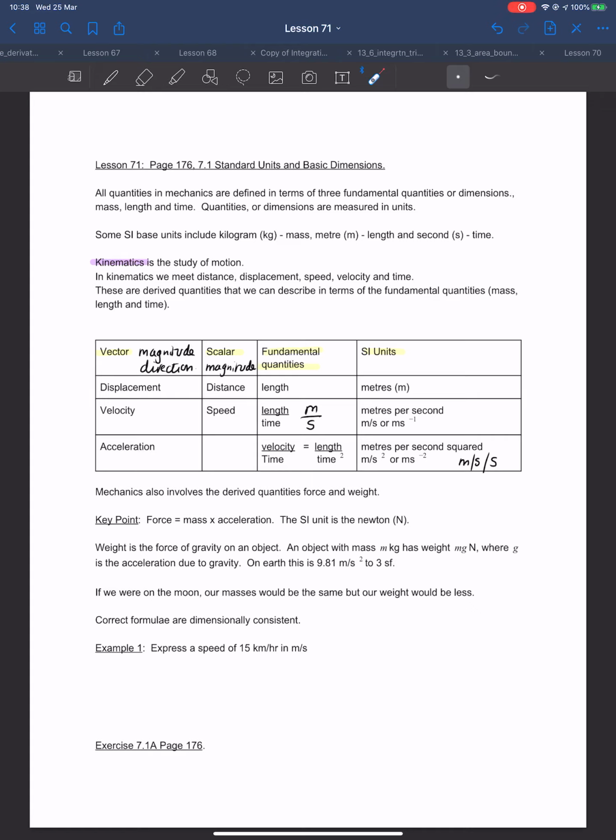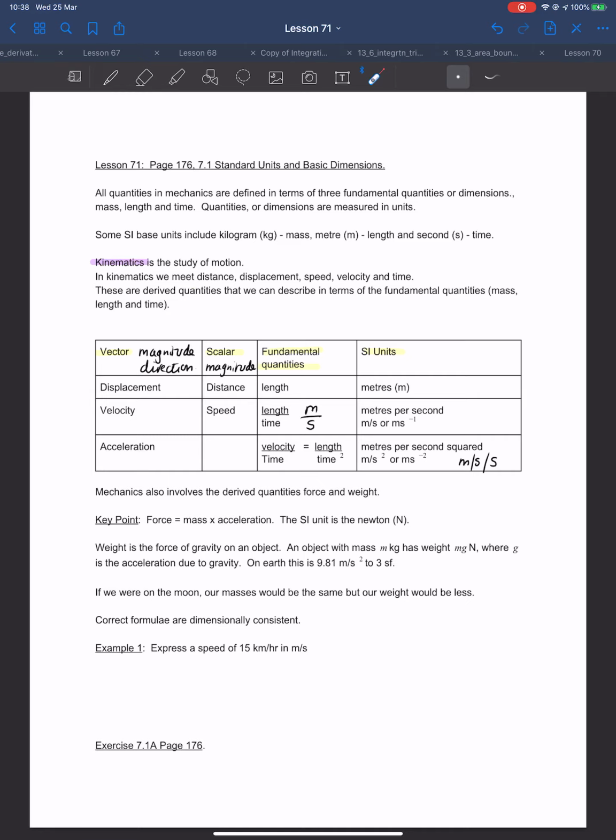Mechanics also involves the derived quantities force and weight. Okay, so the key point, force is mass times acceleration. So it's a combination of the mass and how you want to change the velocity. The SI unit is the Newton.